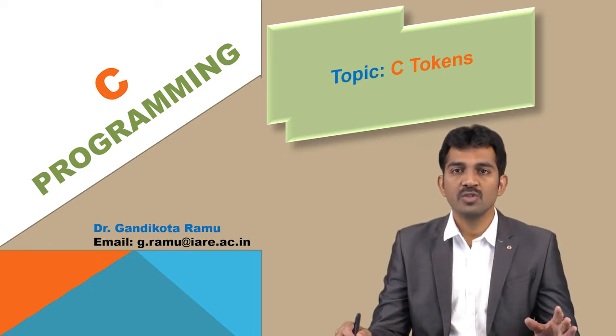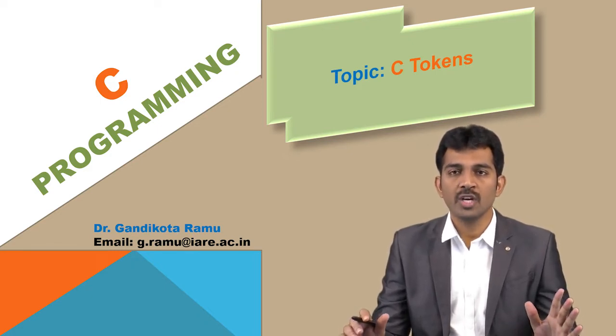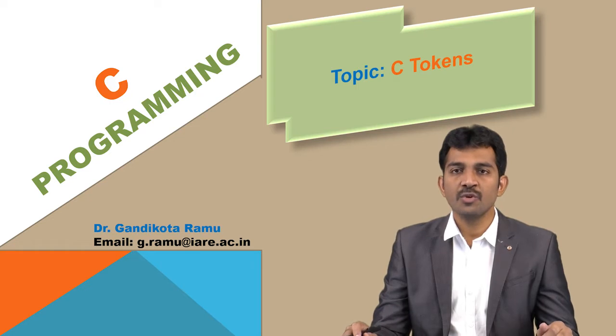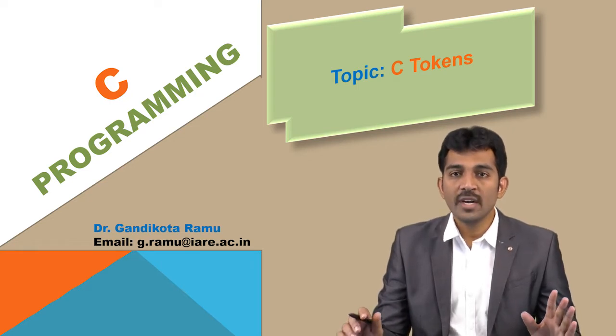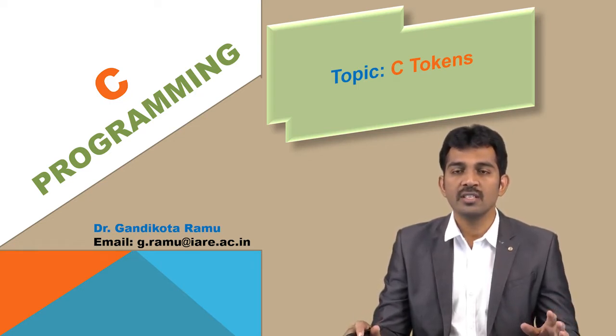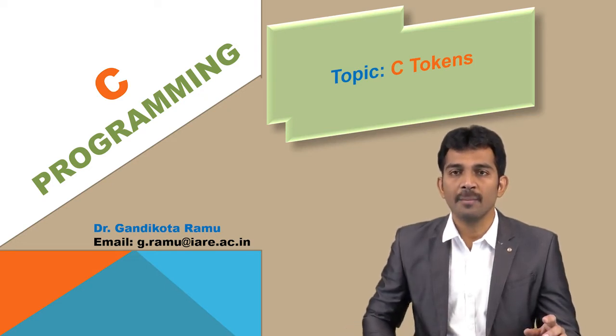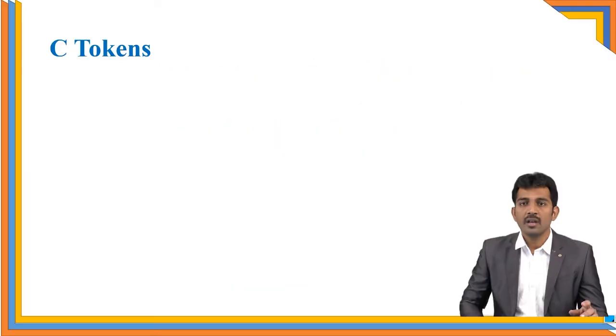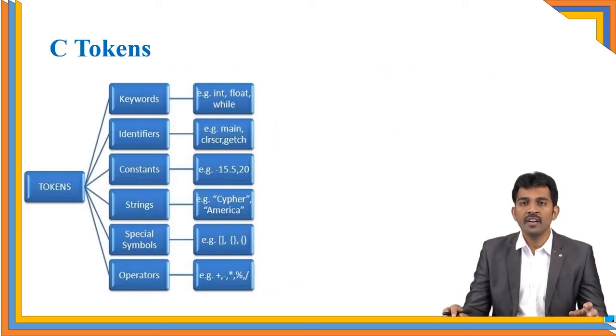In the last class, we have seen how to run a program and how to compile a program. In this class, we are going to observe what a token is and how tokens work in the C programming language. Every part of your program is called a token. Tokens are broadly divided into 6 categories: keywords, identifiers, constants, strings, special symbols, and operators.